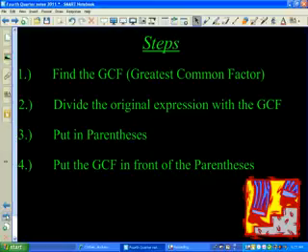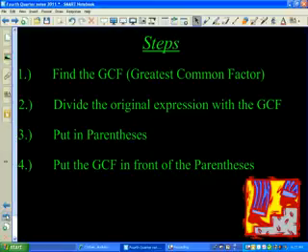So here are some steps that you want to take. You definitely want to write these down for future reference. First step, find your GCF. What is your greatest common factor? Then you're going to divide the original expression by the greatest common factor. You're going to put that solution in the parentheses and make sure that your greatest common factor is in front of the parentheses. Okay? So again, if you want to pause it, you can, just to make sure you have these written down.